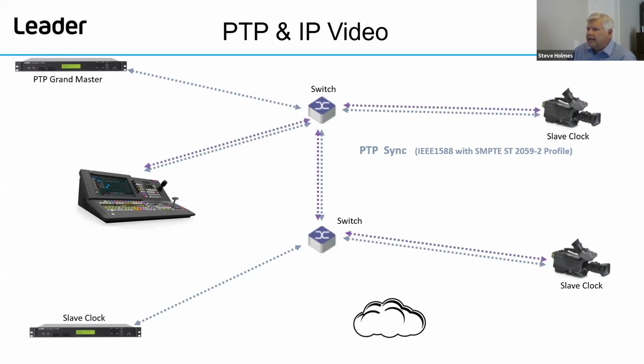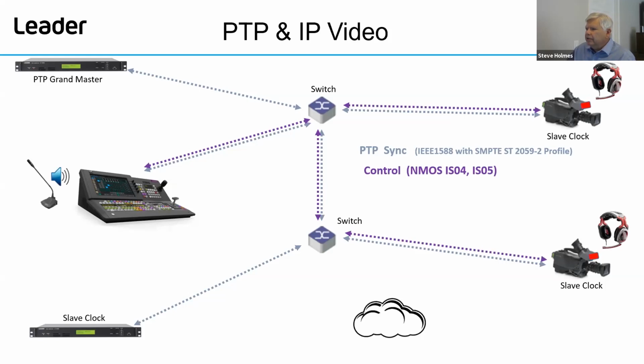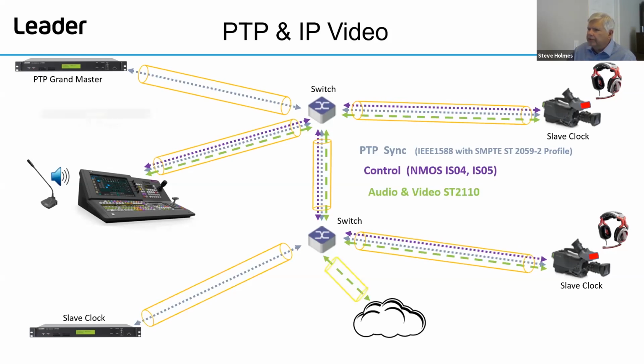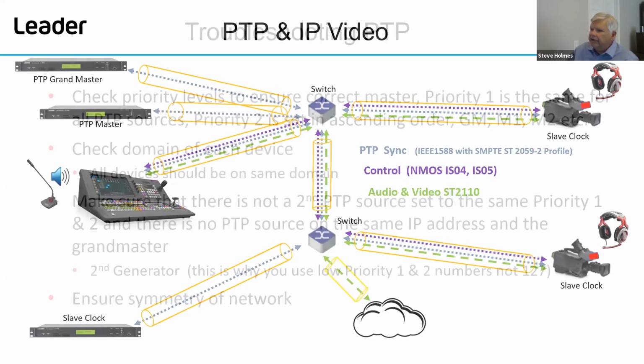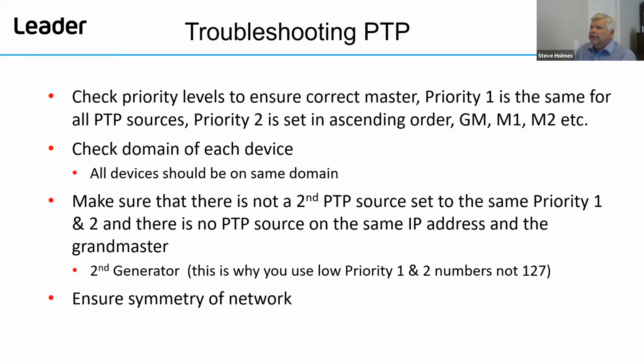PTP is going out from the grandmaster to everybody. The control, NMOS, and the audio and video are going across the network and going out to the world here. You'll have a secondary unit going on. In troubleshooting PTP, one of the biggest things is to check your priority 1s and your priority 2s.